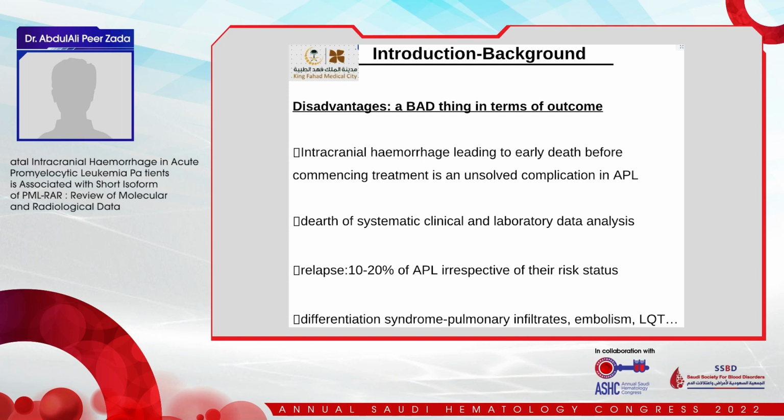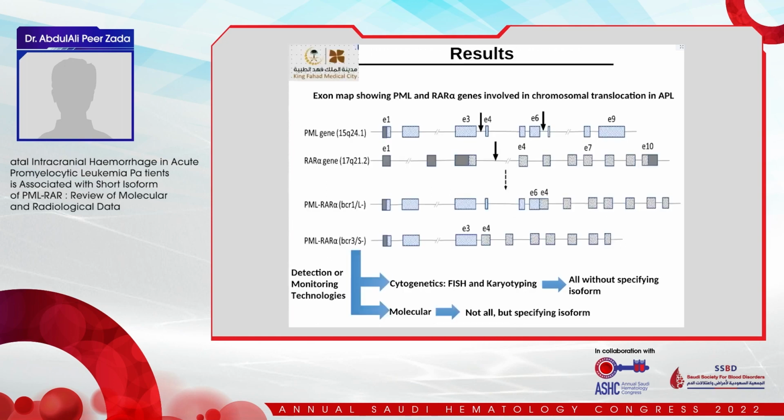But there are certain disadvantages as well, right? One of the disadvantages in terms of outcome is intracranial hemorrhage leading to early death before even commencing the treatment. That's an unsolved complication. As you know, bleeding is a complication in APL. In addition, we have really no systematic clinical and laboratory data analysis in APL that has addressed these issues. And in APL, as you are aware, 10 to 20% of cases have relapse, irrespective of their risk status. Another problem is differentiation syndrome, which could lead to pulmonary infiltrates, embolism, long QT, and other associated infections.